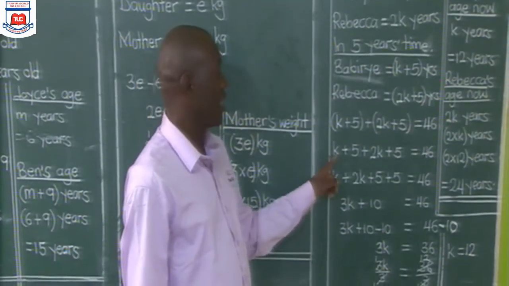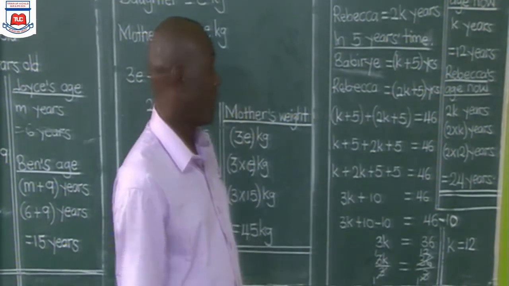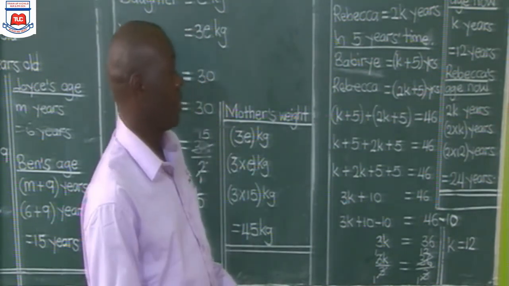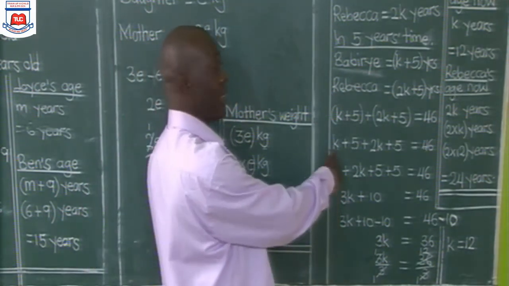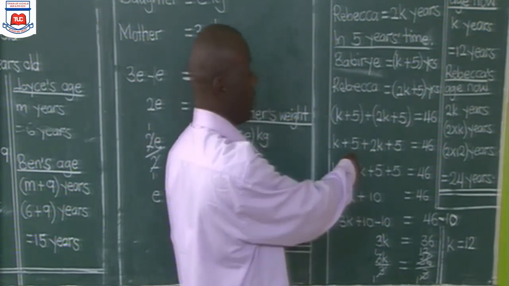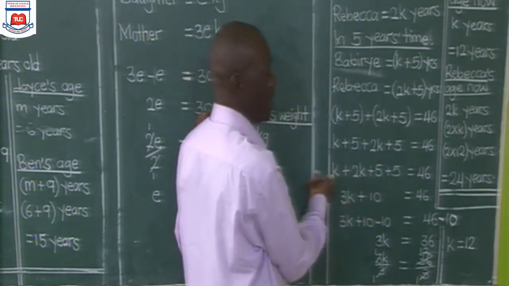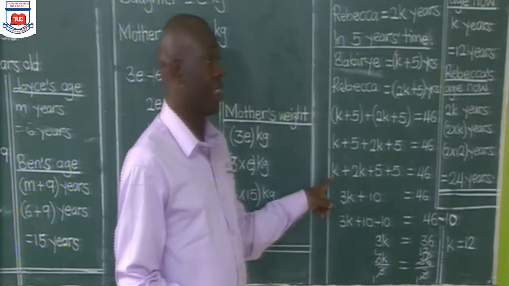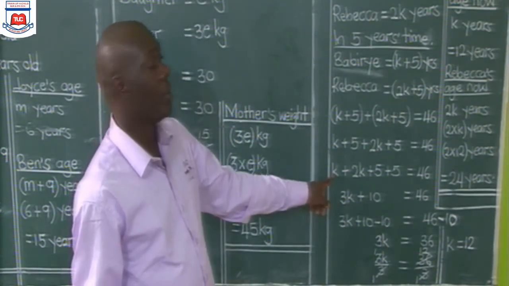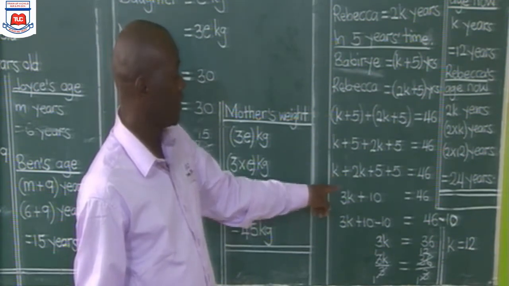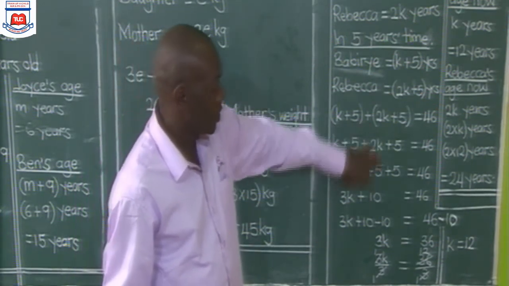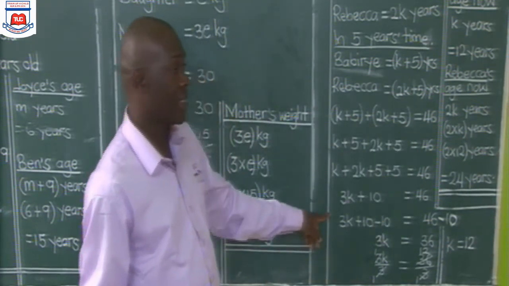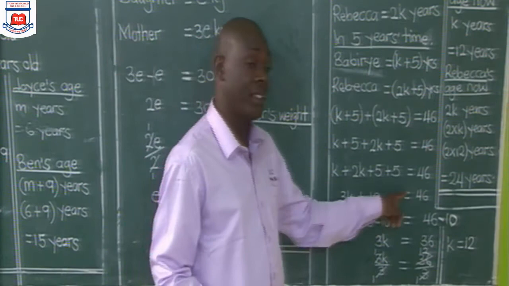As you see, K and 2K are scattered. Put them together, and then those without K must also be on their side. Hence, collect like terms and say K plus 2K plus 5 plus 5, as it is here, equals 46. We said K is the same as 1K, which 1 is not allowed to be written. You say that single K plus 2K gets 3K, 5 plus 5 get 10. Hence, the outcome 3K plus 10 equals 46.